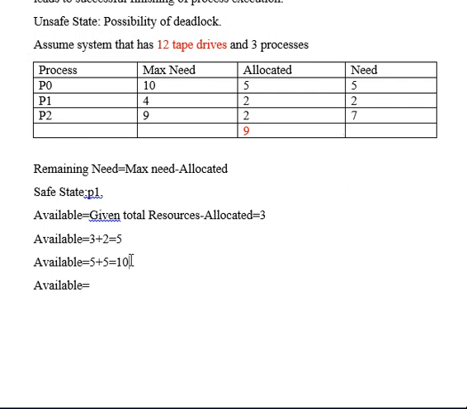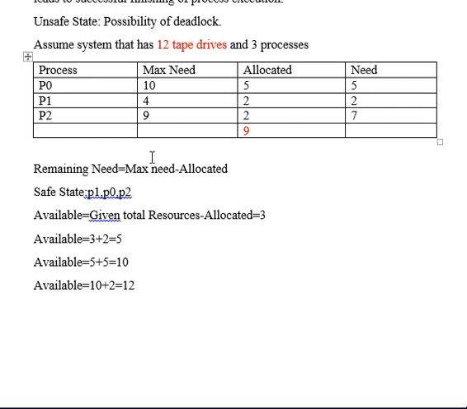We'll give 7 out of these 10 resources to P2, and it will finish its execution. After finishing, it will release the 2 resources that were allocated to it. So now the available resources become 10 plus 2, that is 12. That's all. I missed writing here that P0 was the second one, and the third one is P2. Is the system in a safe state, because it is able to execute all the processes successfully? Yes, the system is in a safe state, and the safe sequence is P1, P0, P2.